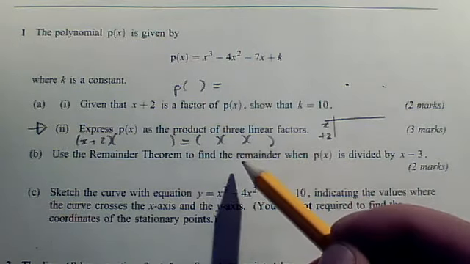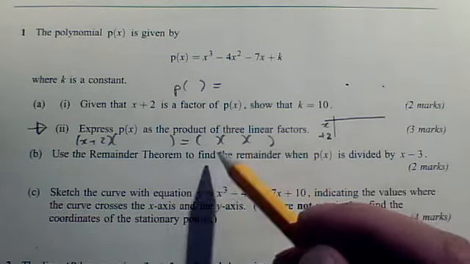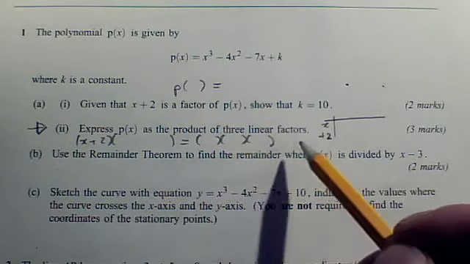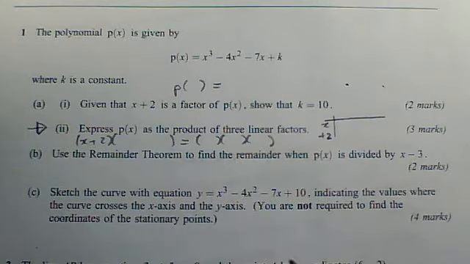And that's where you stop. Some people like to claim that x is certain values, but you can't at the moment. You don't know anything about p of x equaling 0, so you can't solve this. But what you can do is leave 3 brackets, and that's the answer you should give.